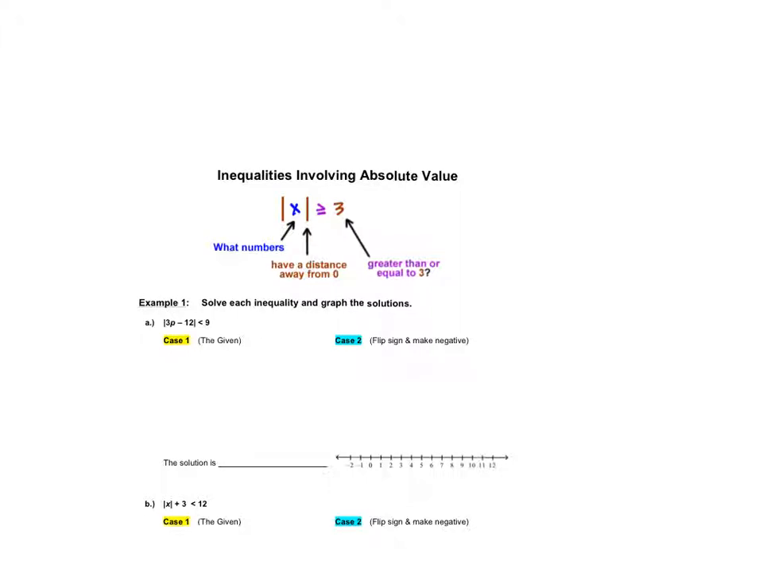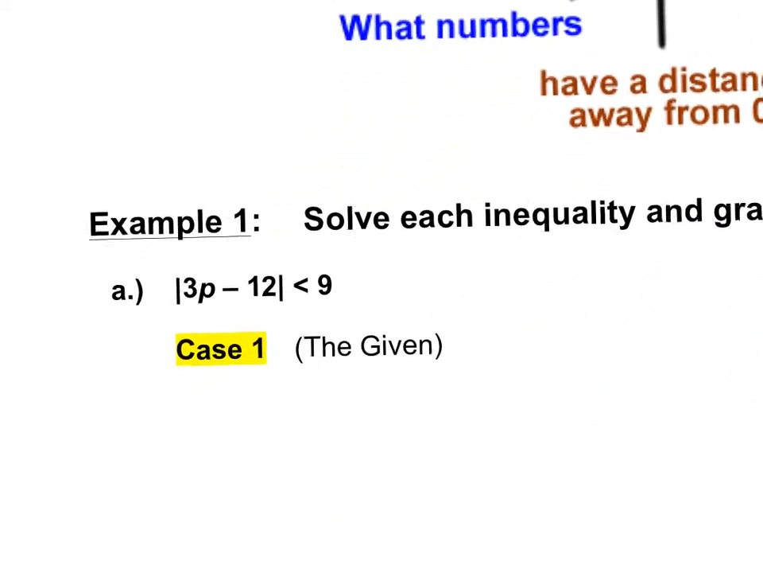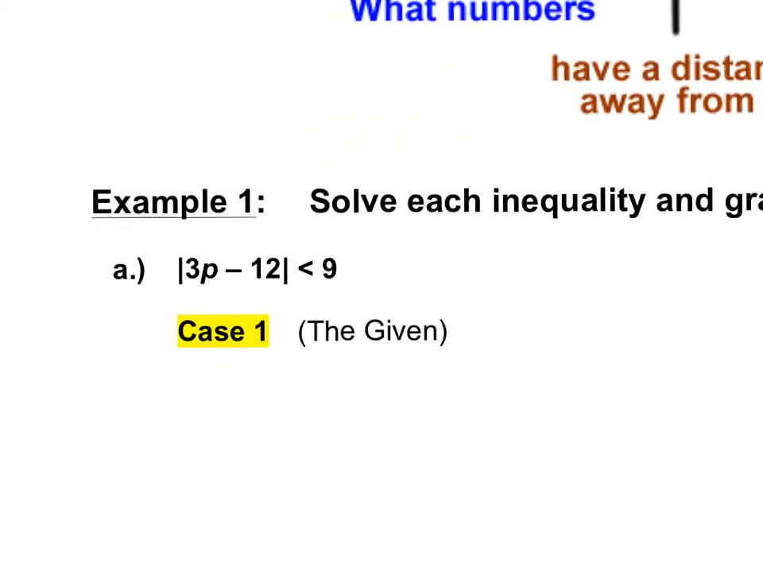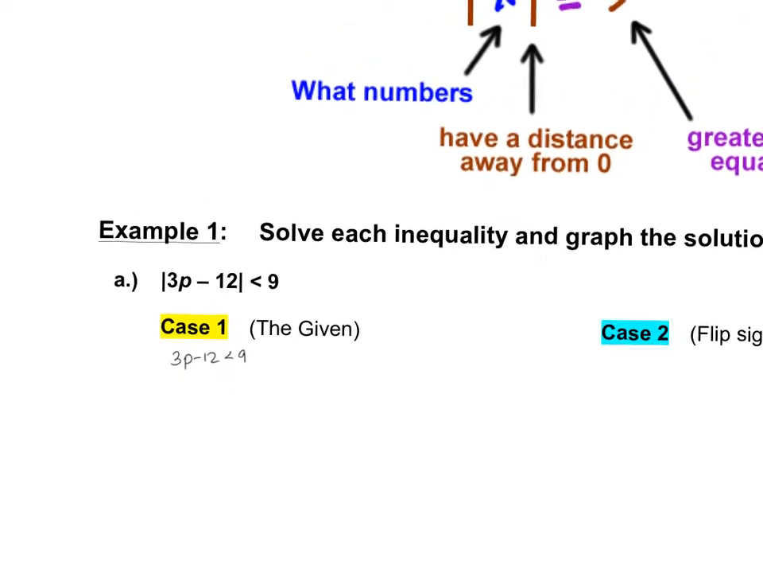We're going to be solving absolute value inequalities. So this is like absolute value equations. For the first case, case 1, since the absolute value bars are isolated, we're going to set this less than 9. Keep it positive. Case 1 is positive. This is the given information without the absolute value bars.